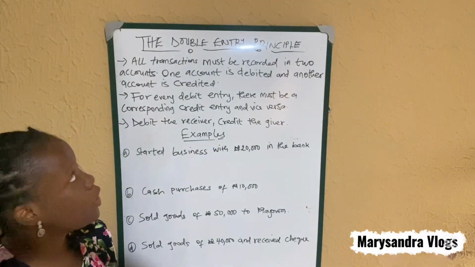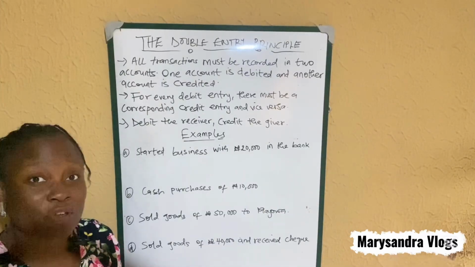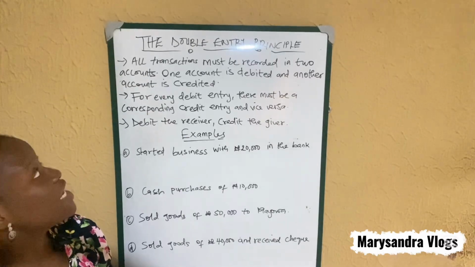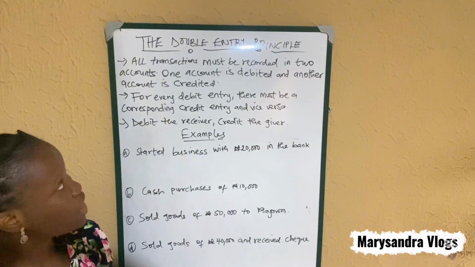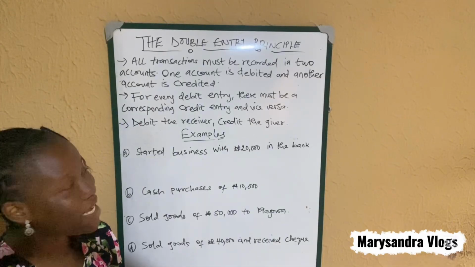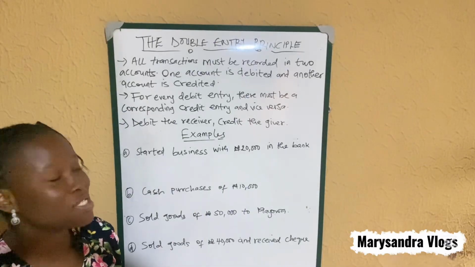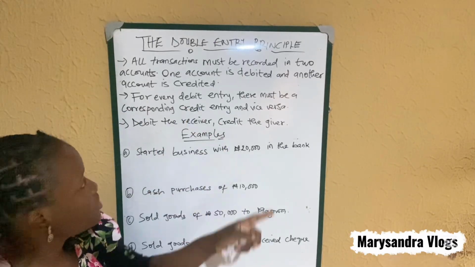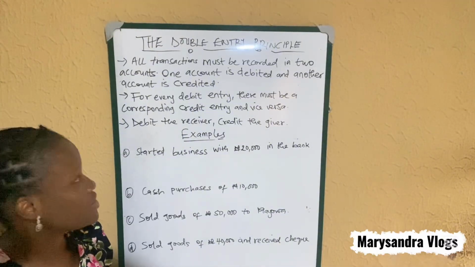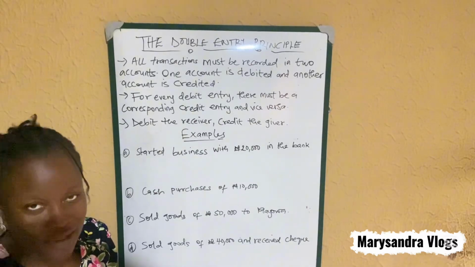Today we'll be talking about the double entry principle. Now, in my previous video, I've mentioned what double entry principle entails. It states that all transactions must be recorded in two accounts. One account is debited and another is credited. Now, the crux of it is that for every debit entry, there must be a corresponding credit entry and vice versa. Debit the receiver, credit the giver.